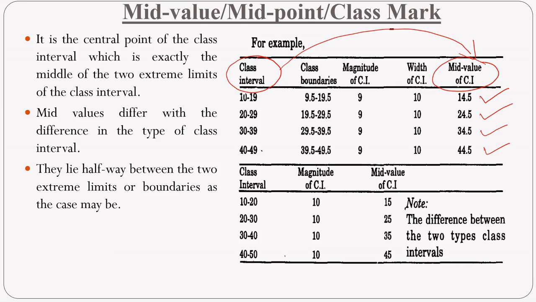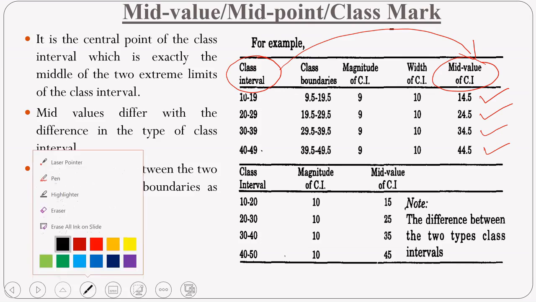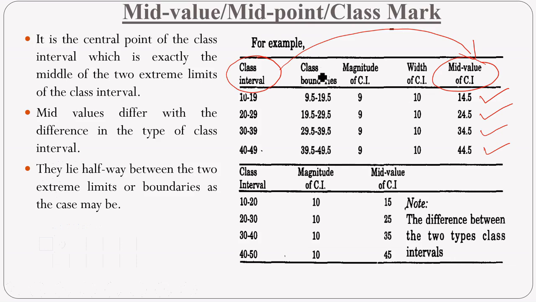Now, after class interval, let me take my pen, we need to find class boundary as I'm highlighting in black. How to find class boundary? Lower limit, we need to reduce 0.5. Upper limit, we need to add 0.5. That is why you can see here 10 minus 0.5, 9.5. 19 plus 0.5, 19.5. This is how we determine the class boundaries.